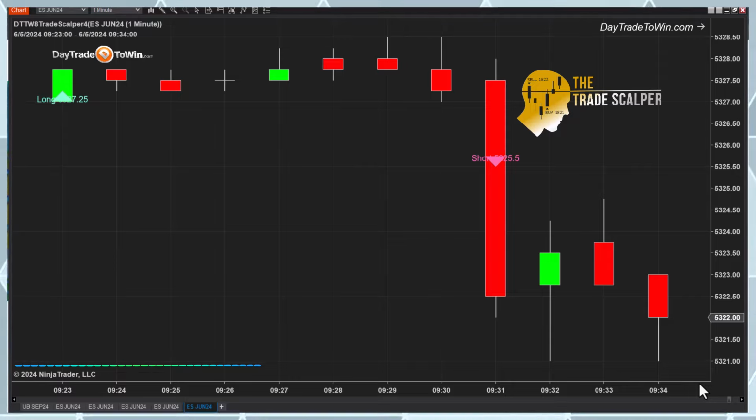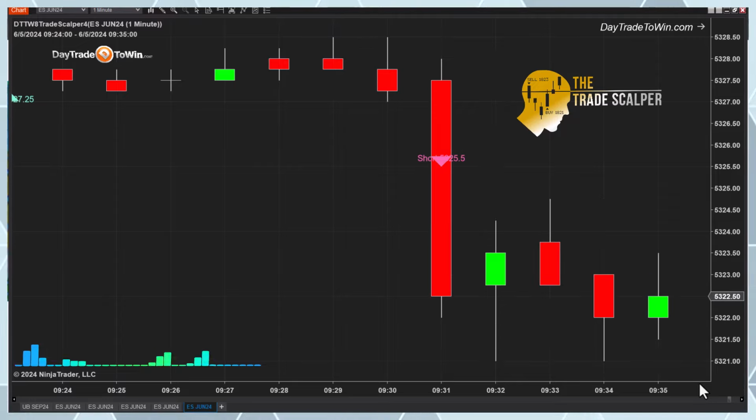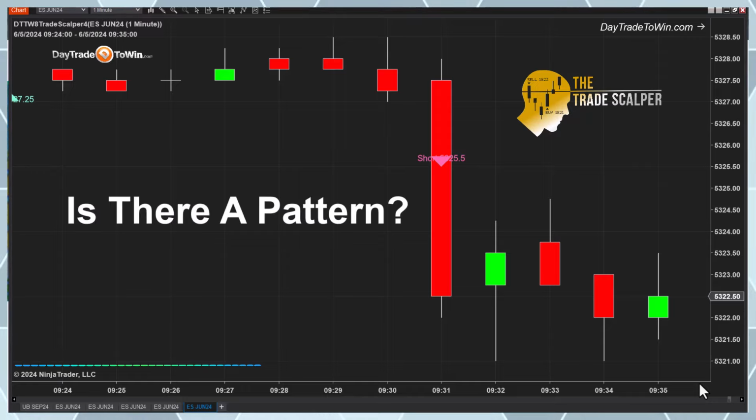Now forget for a minute if this is the E-mini S&P. Consider this to be any market in any situation and at any time. I'm just showing you the first trade here using the Trade Scalper software from Day Trade to Win. The next candle is also relatively the same, and it really hasn't done anything.